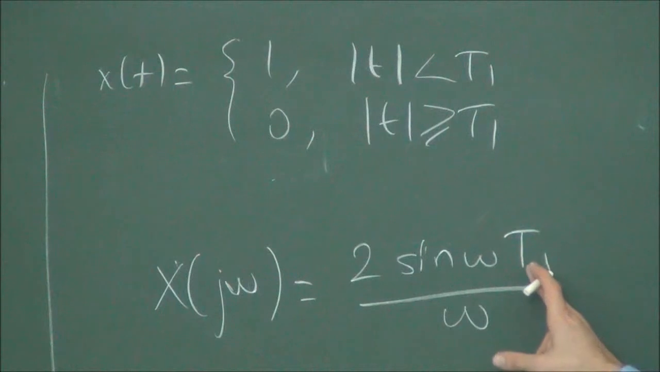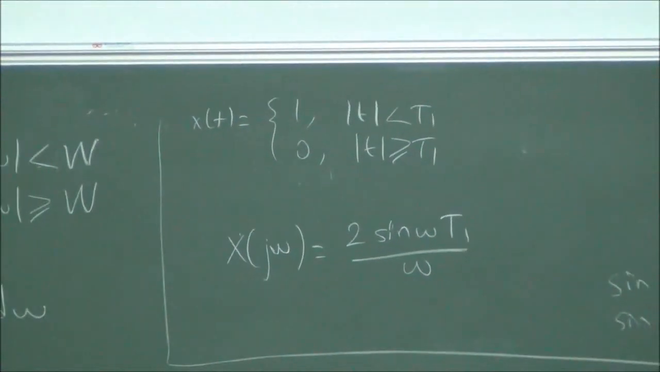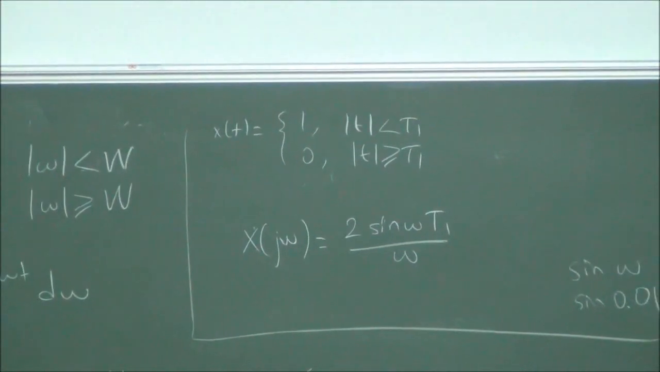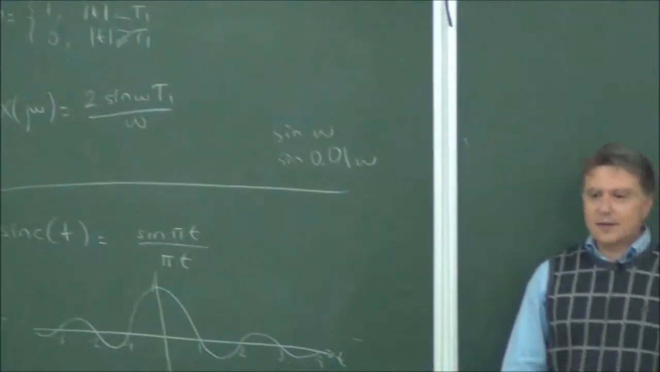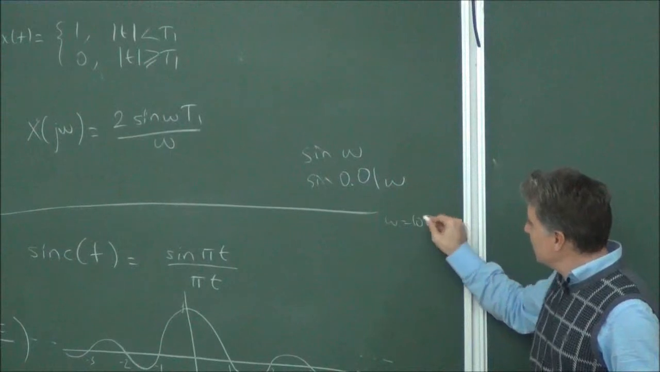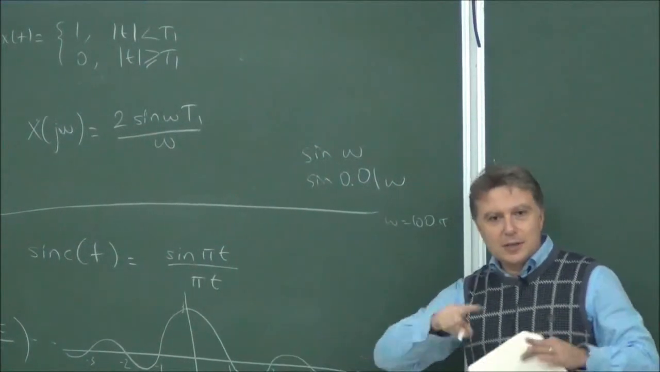This t1 will be a smaller number. So it will be like not sine of omega, but like sine of 0.01 omega or something like that, right? Now, sine of 0.01 omega, when does the first zero crossing appear? When omega is equal to what? 100 pi. So when omega is equal to 100 pi, it makes the first zero crossing.